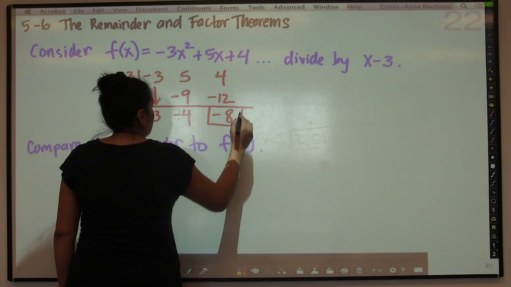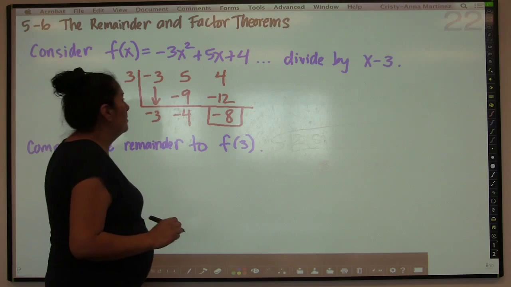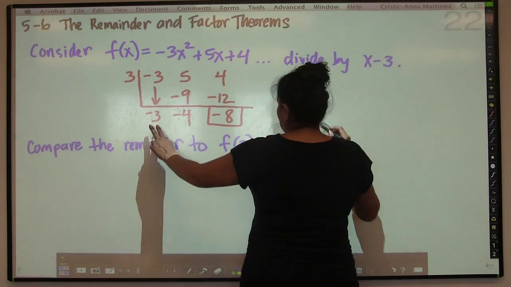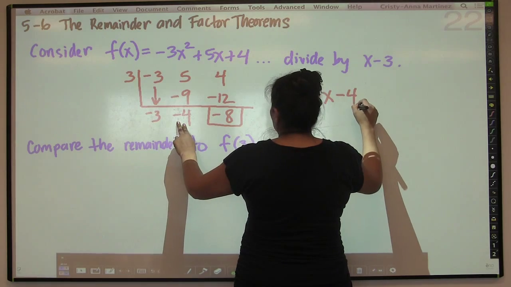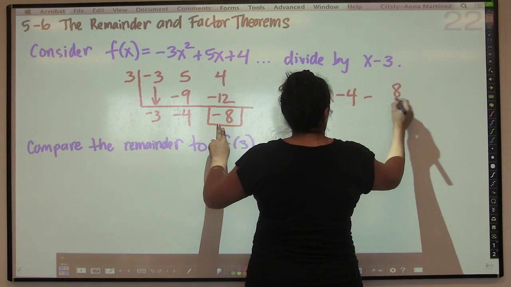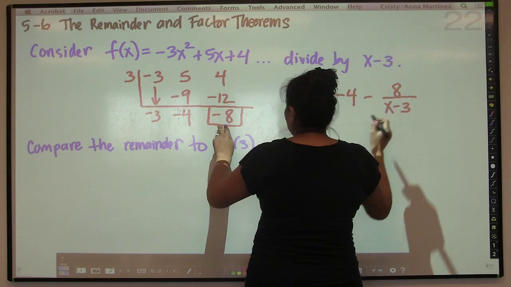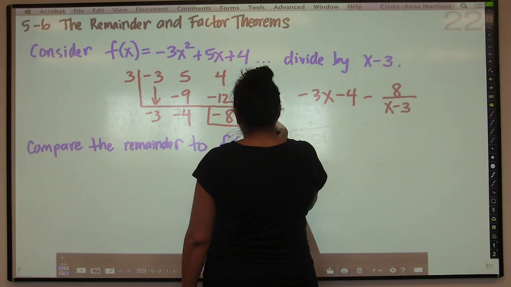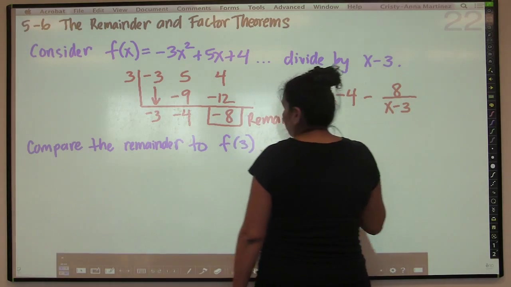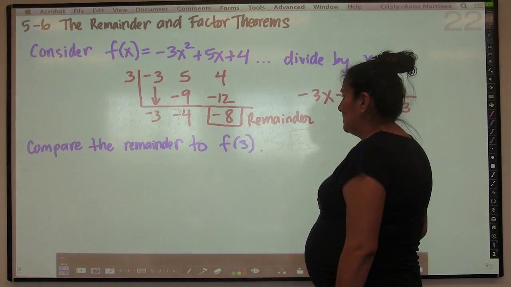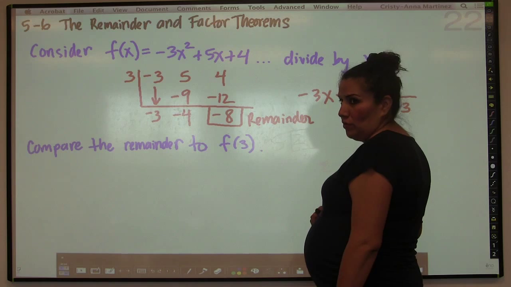So this is what we know as the remainder. Our answer would be negative 3x minus 4 minus 8 divided by x minus 3. In other words, negative 8 is our remainder. I want to leave that there for a moment. And it says now compare the remainder to f of 3.